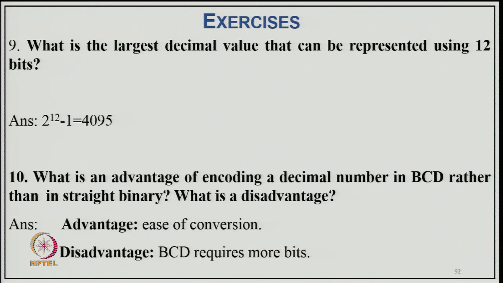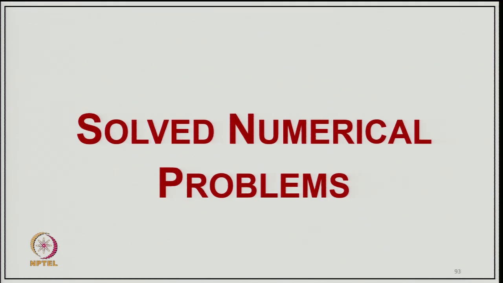So, what is the advantage of encoding the decimal number into BCD rather than straight binary? What is the disadvantage? Advantage: ease of conversion. Disadvantage: BCD requires more bits.